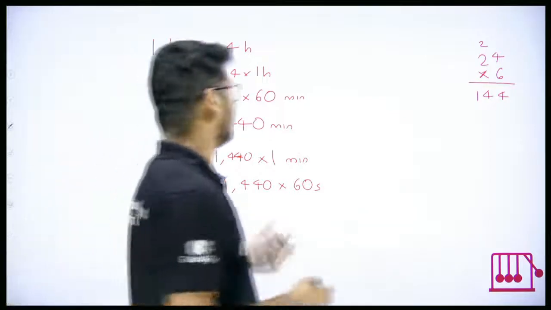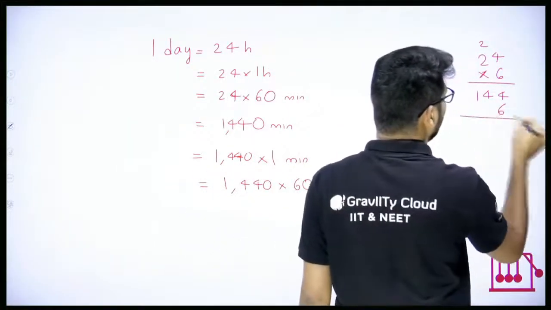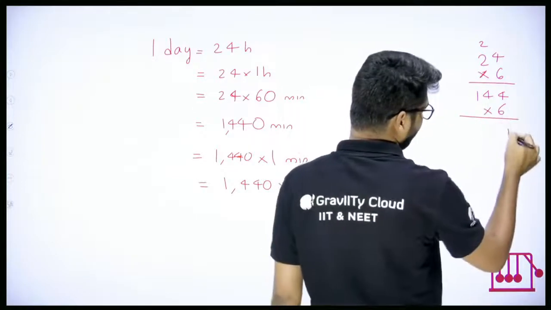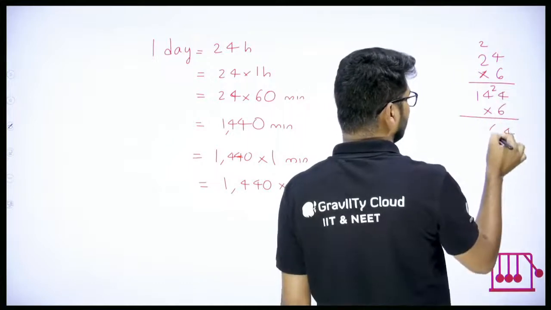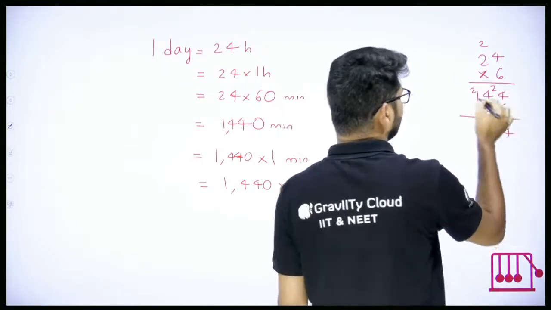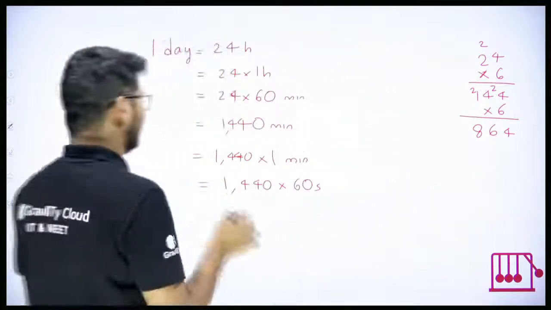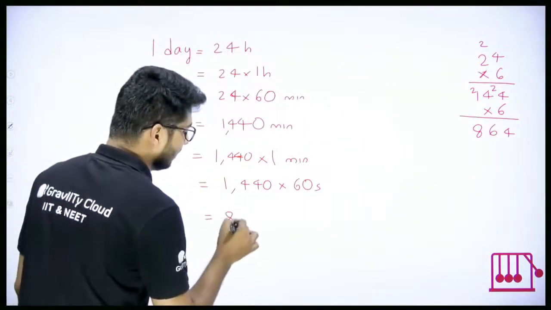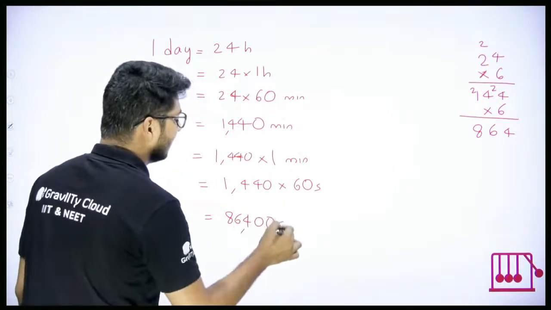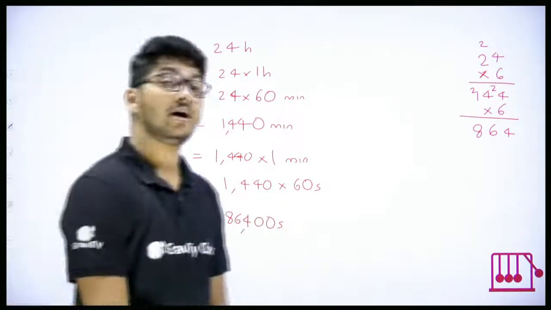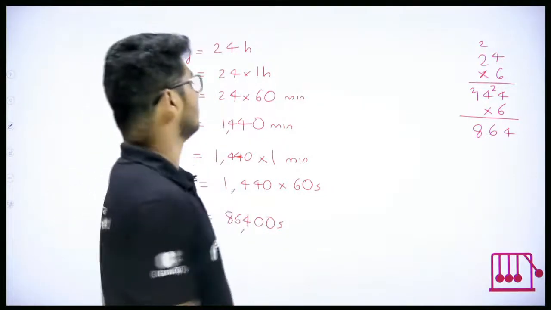That means if I multiply 1440 with 60, or 144 into 6, 6 4 24, 2 carry. 6 4 24, 24 plus 2, 26. 2 carry. 6 into 1, 6. 6 plus 2, 8. That is 864. 864, and you have 2 zeros. So it is 86,400 seconds.